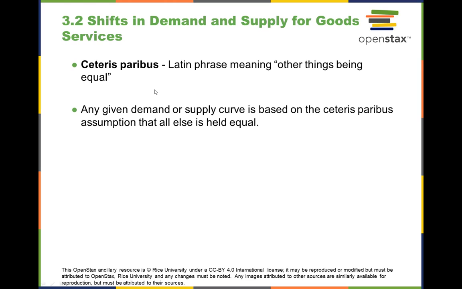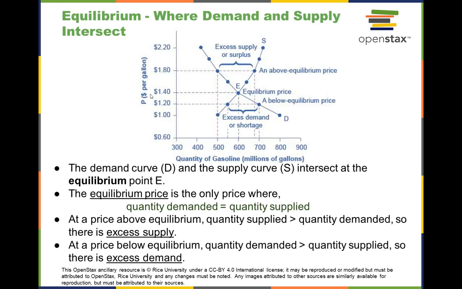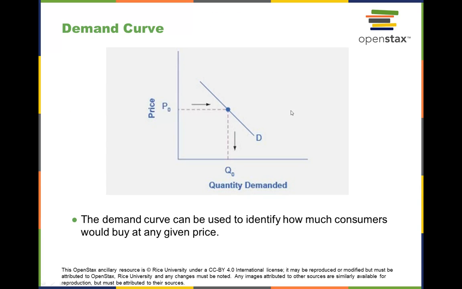Ceteris paribus is a Latin phrase that means other things equal. Any given demand or supply curve is based on the ceteris paribus assumption that all else is held equal. So everything else remains the same. Any changes on any point in here just involves price and quantity. That's it. Nothing else is going to change.